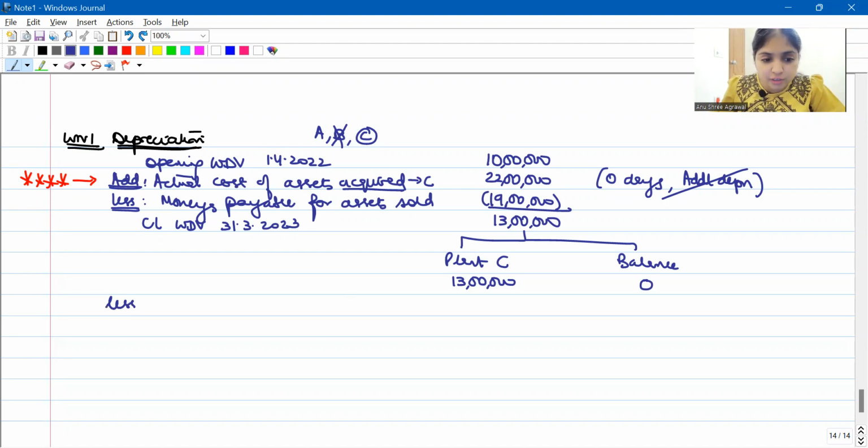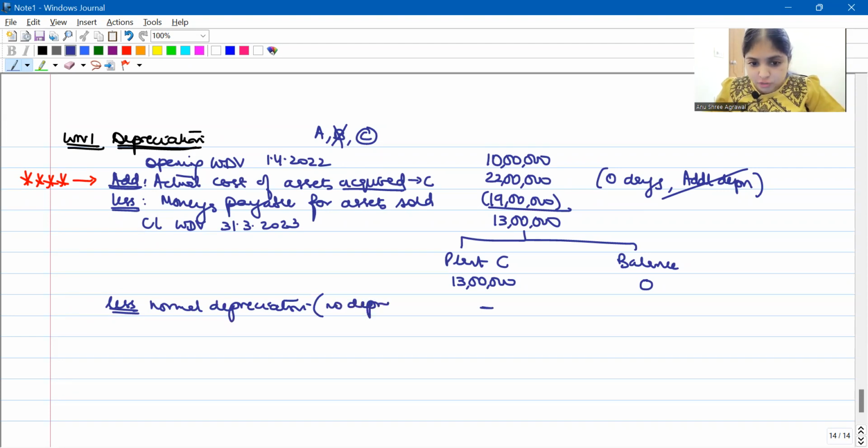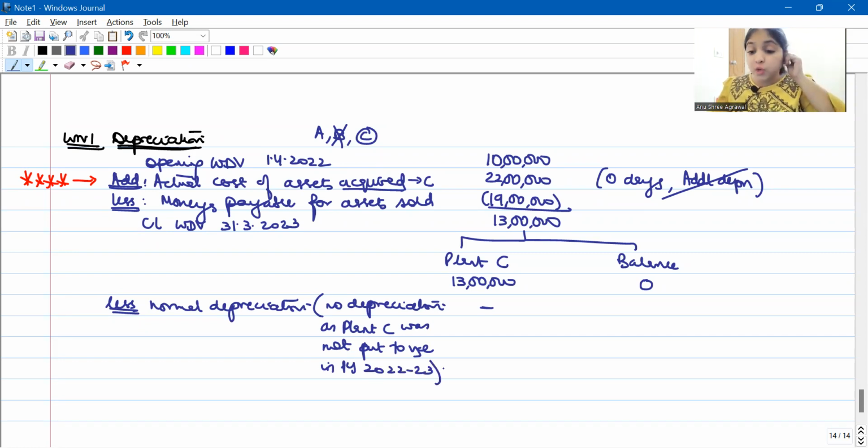Then after this, what do we calculate? Less normal depreciation. Will I have any normal depreciation, guys? Plant C, will I have any normal depreciation? No. Why no? No depreciation, as plant C was not put to use in previous year 22-23. So we will not have any normal depreciation. Balance is 0. So even here, no depreciation.